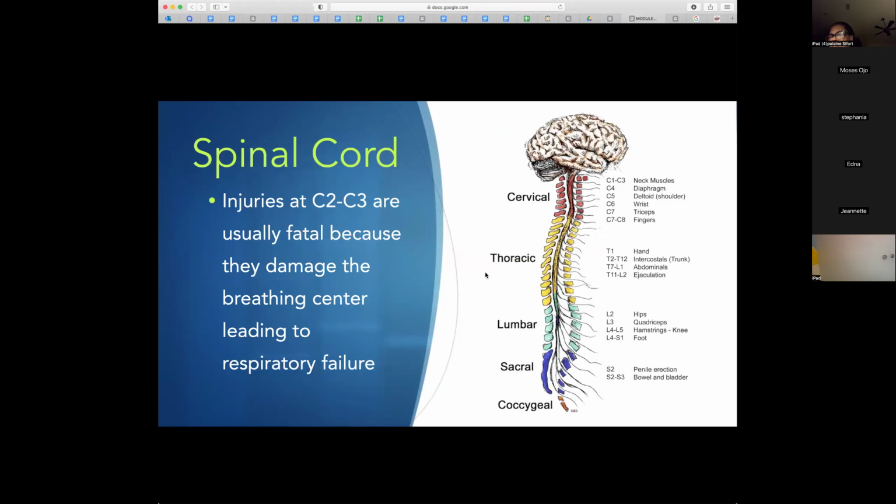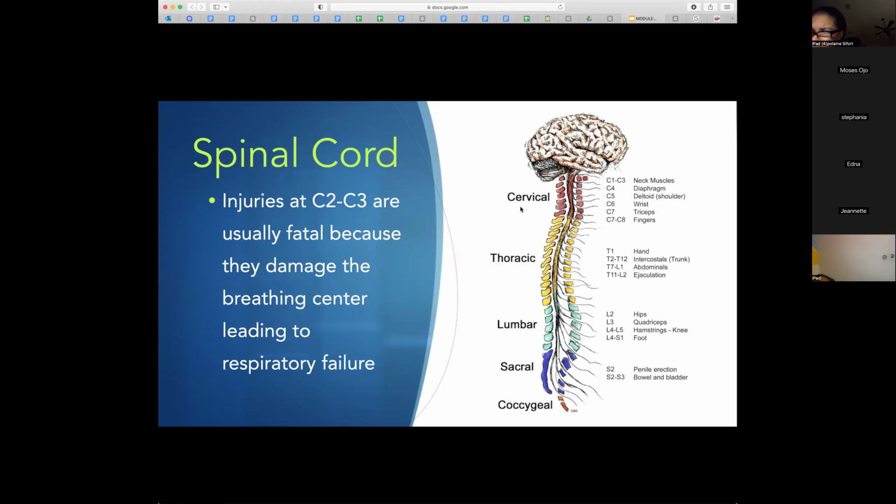All right. So remember, we just said that the higher up a neck injury, the more likely it is to be fatal. So the spinal cord that you see here, it's color-coded, but that's not what it looks like in real life, right? So the spinal cord is separated into different regions. So you have your C spine, your T spine, your L spine, and then your S spine. So cervical, thoracic, lumbar, and sacral.